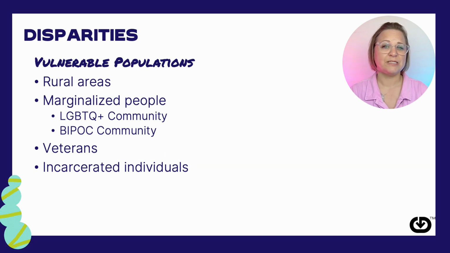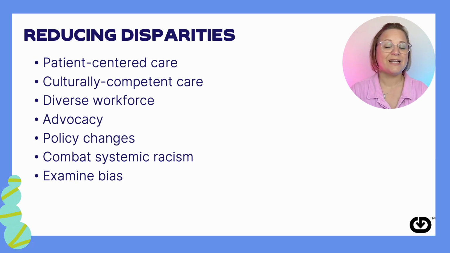Another factor that influences mental health is that of health disparities. There are certain vulnerable populations that are more likely to experience poor mental health outcomes. This includes people in rural areas, and that's often due to a lack of access to specialty providers. People in marginalized communities like the LGBTQ+ community or the BIPOC community, veterans, and incarcerated individuals are all at higher risk for poor mental health outcomes. Nurses can help reduce these disparities by providing patient-centered care, care that's meaningful to the patient and helps the patient reach the goals that they've identified.